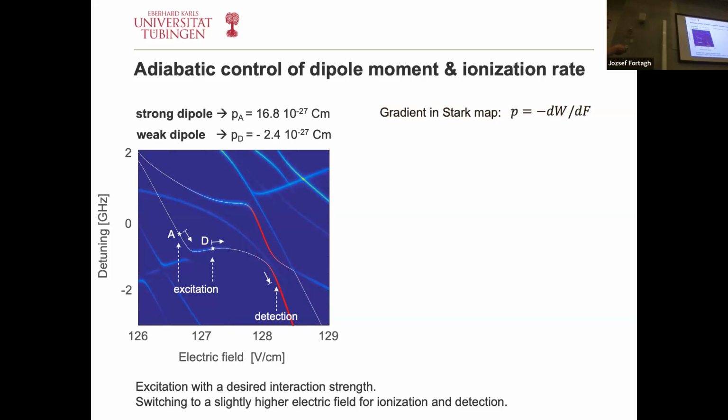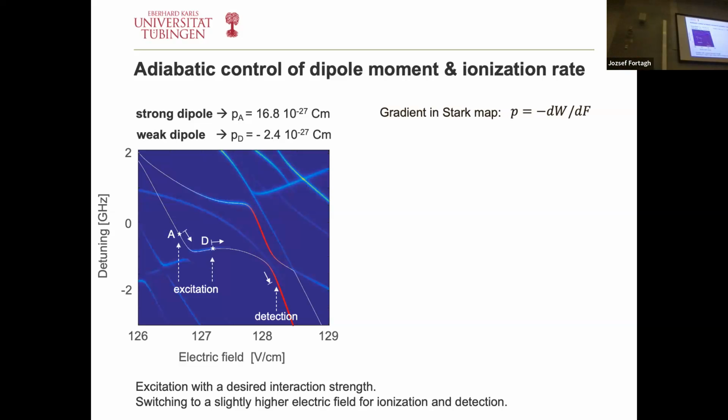On the other hand, for the detection, we would like to ionize the state. We can change the electric field just by 1 volt per centimeter. It's a tiny change. We don't need to ramp up the field from 0 to 130 volts. We change the field, depending on the geometry, just by a fraction of a volt. And from a stable state, we end up in a strongly ionizing state.